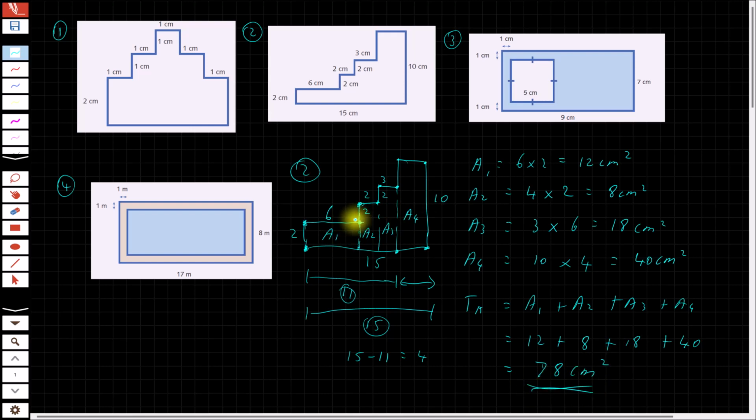Now let's calculate the perimeter. So the perimeter equals adding up all the distances around the shape. So first we have 15 going in a clockwise direction, plus 2, plus 6, plus 2, plus another 2 plus another 2 plus 3.